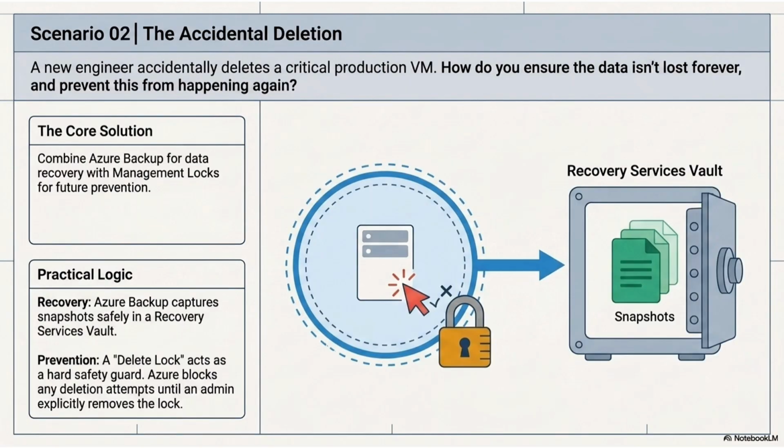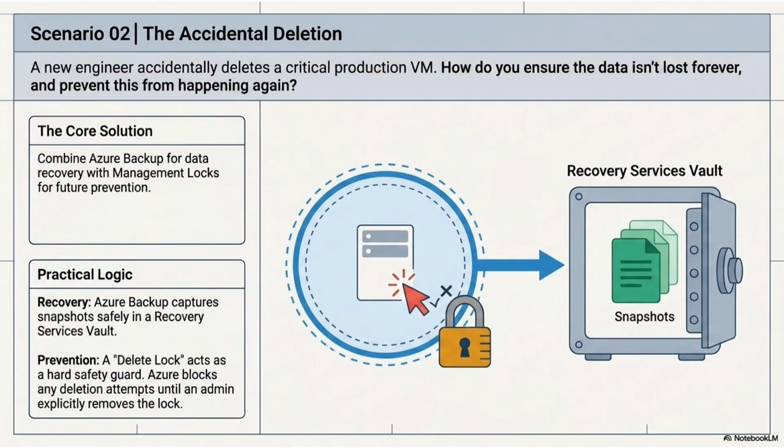Scenario 2. The accidental deletion. A new beginner accidentally deleted a critical production VM. How do you ensure that underlying data is not lost forever? And how do you prevent this from happening again? First, you should always have Azure Backup configured for your critical virtual machines, which allows you to restore the entire machine or just its disk to a previous point in time. Second, to stop anyone from accidentally deleting it in the future, you must apply a management lock called a delete lock directly to the virtual machine or its resource group.